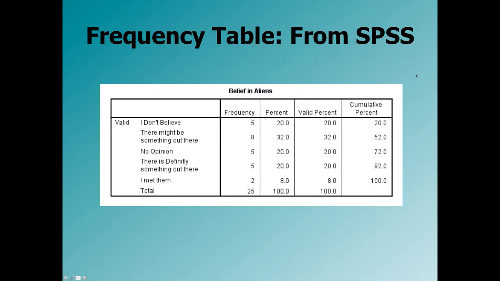Here's another example of a frequency table. We're going to revisit this data set when we have an SPSS tutorial. Anyhow, what we see here is the question of whether our participants believe in aliens. The possible responses are: I don't believe in them, there might be something out there, I have no opinion whatsoever, there's definitely something out there, and I have met them. Out of the 25 people, and I say 25 here because this is my grand total of frequency, that means I asked 25 people.